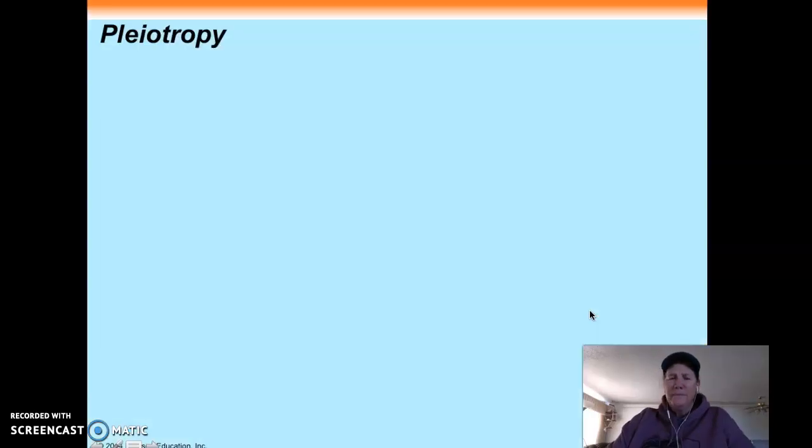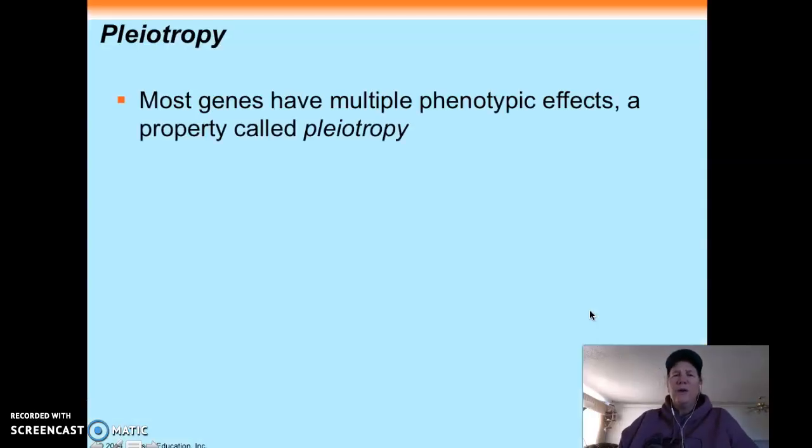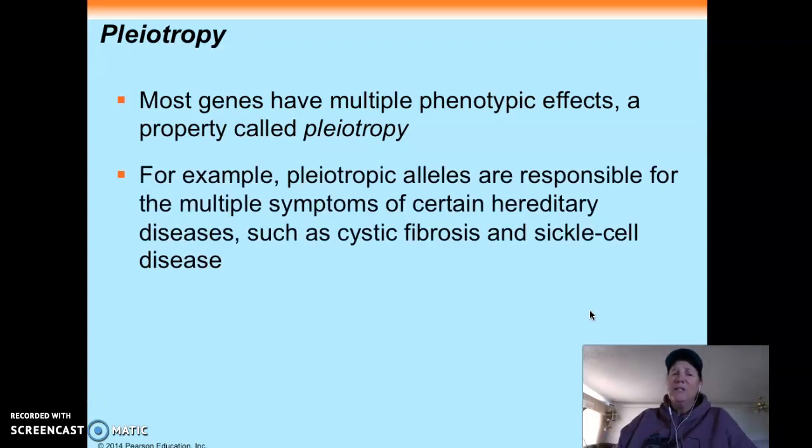All right. So when you have these multiple phenotypic effects, it's called pleiotropism. I'm not going to ask you that word again, but just remember that you have multiple things that can cause different characteristics. And again, the more complicated an organism, the more you see this. There are some hereditary diseases in people that are caused by these multiple effects. One of them is cystic fibrosis. Cystic fibrosis is a lung and digestive disorder.